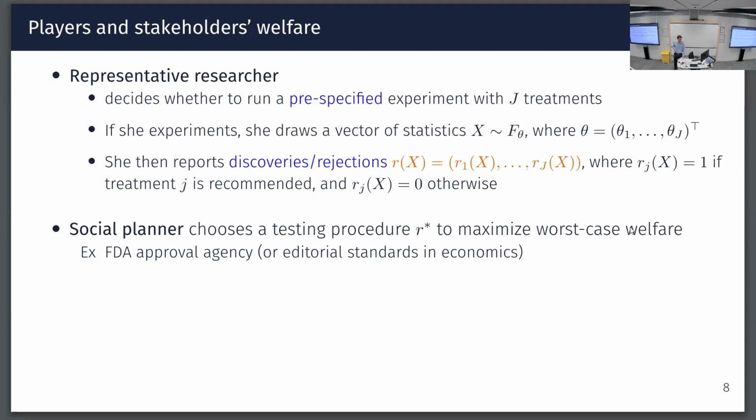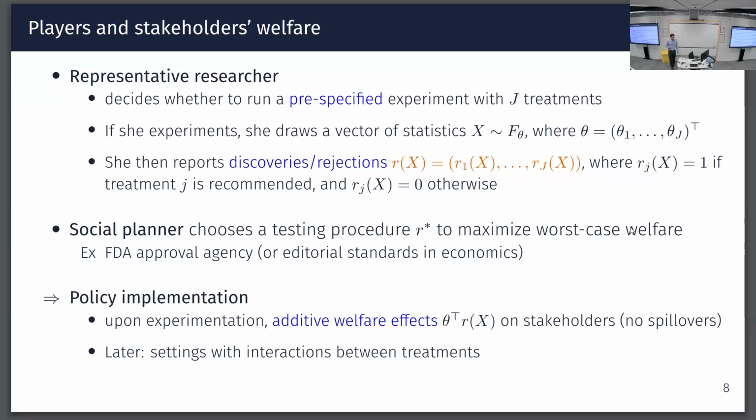Now there is a social planner who's going to choose the optimal testing protocol, R star, where the goal is to maximize worst case welfare. I'm going to be precise about what I mean by that. We can think about this as the FDA approval agency in our example.